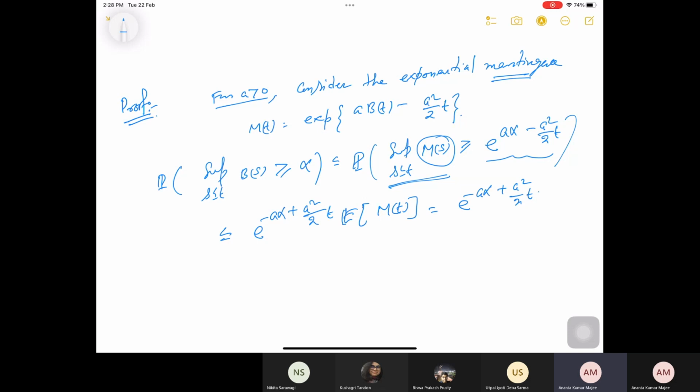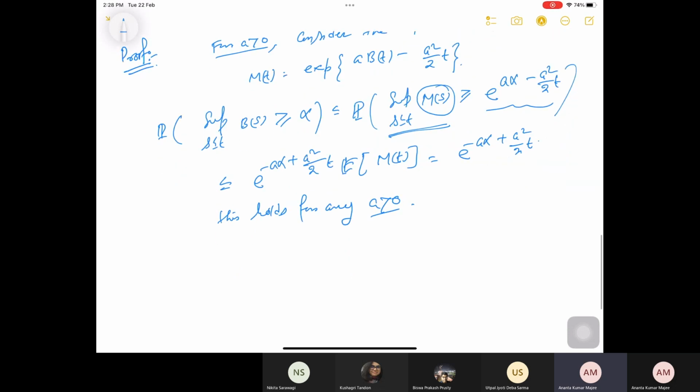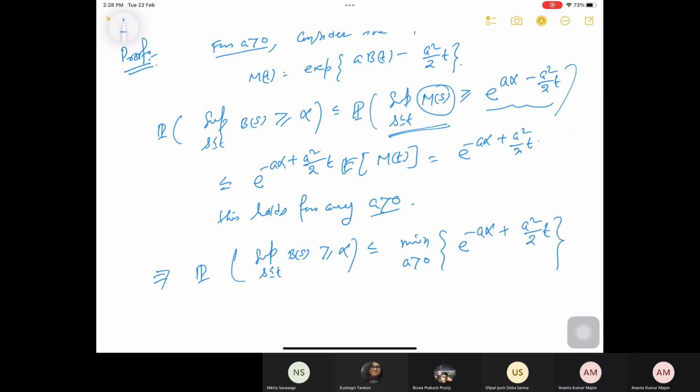Okay, so now this holds for any positive a. So since this holds for any positive a, I can take the minimum over positive a, so that I get the best upper bound. So the probability of the supremum over s less than or equal to t of B_s being greater than or equal to alpha is less than or equal to the minimum over positive a of e to the power minus a alpha plus a squared by 2 times t.